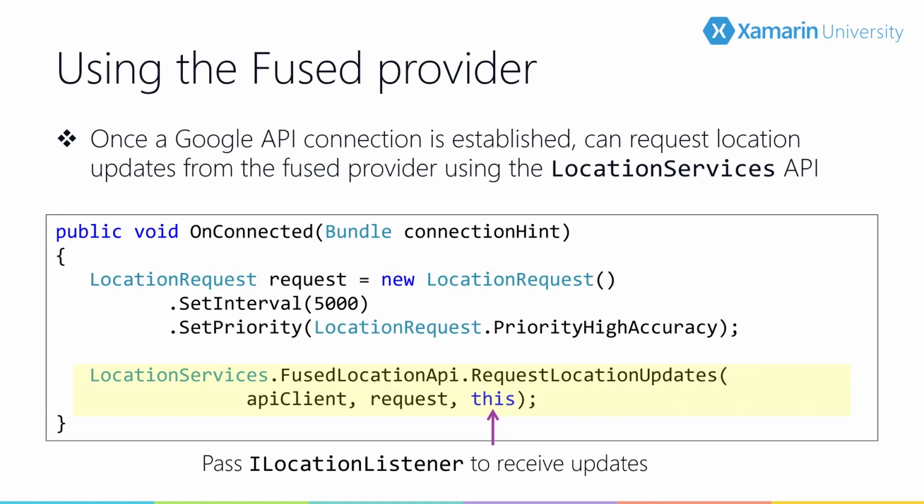We then call the LocationServices Fused Location API static property, which exposes a set of methods similar to Location Manager. One of these is RequestLocationUpdates. It takes the connected Google API client, the location request, and either a pending intent or an ILocationListener callback, similar to the Location Manager's implementation of this method. This will then begin reporting location changes through the fused provider to your callback or broadcast receiver.